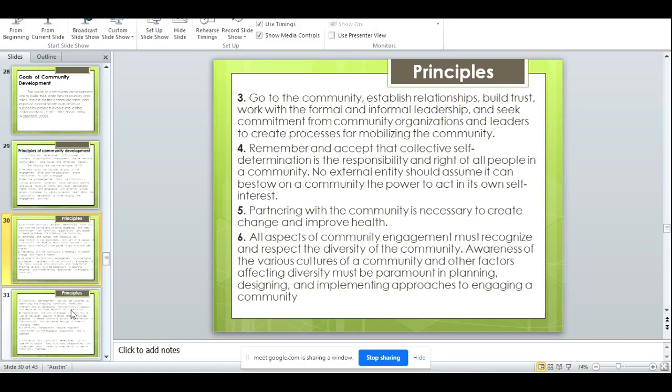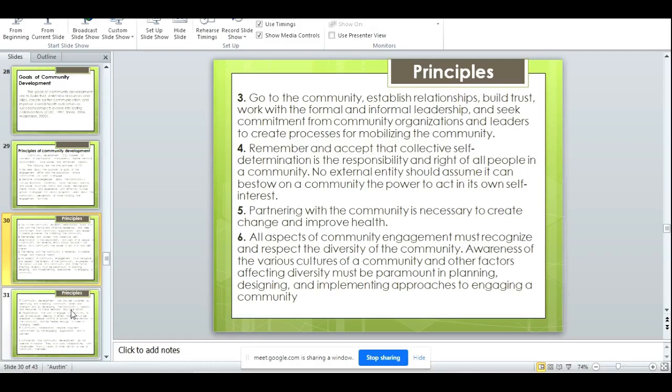Then number 5, partnering with community is necessary to create change and improve health. So this is the fifth principle of community development. The sixth principle is that all aspects of community engagement must recognize and respect the diversity of the community.